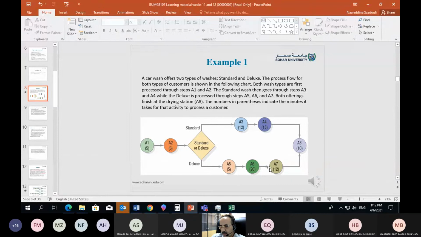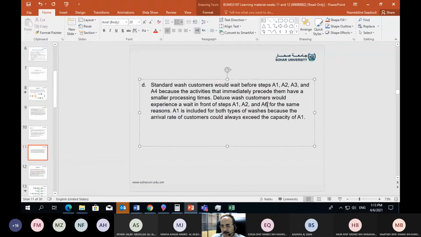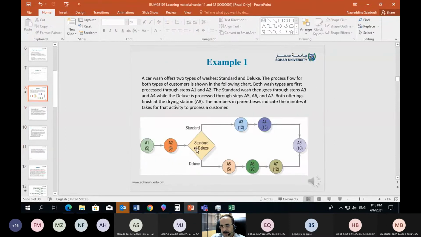No queue in front of A7, obviously, and no queue in front of A8, because they all have processing times that are less than the bottleneck. And that's what it says here. For the deluxe, it's only A2, A6, and A1 if we assume that the customers are arriving at a higher rate than A1. Okay. This is the first example, and this example talks about processes that are sequential, where I only have one job, but they are sequential. Okay. And there is no sharing, if you will, of the operations.